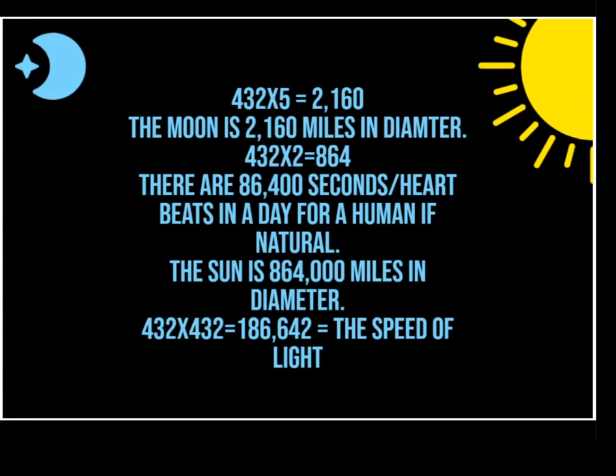The sun is 864,000 miles in diameter. Okay, so there's that 8, 6, 4 directly correlated. All right, 432 times 432 is 186,624, which is the speed of light. Okay, so it's all directly correlated and connected to each other.